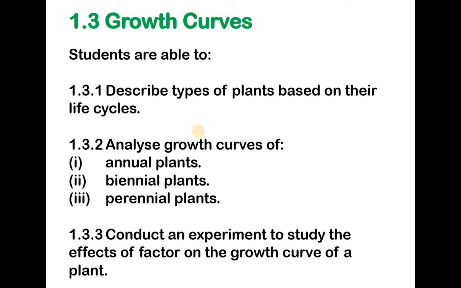We are going to cover 1.3 growth curves, our last subtopic in chapter 1. Right? So this is the list of the learning objectives that you have to cover for today. 1.3.1 describe types of plants based on their life cycle. 1.3.2 analyze growth curve of annual plant, biennial plant, and perennial plants. 1.3.3 conduct an experiment to study the effects of factor on the growth curve of a plant.